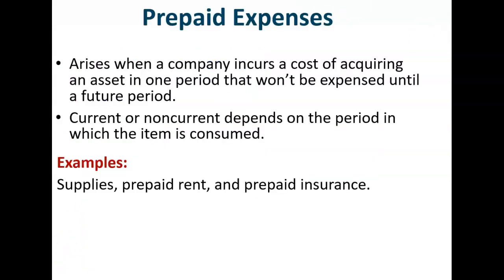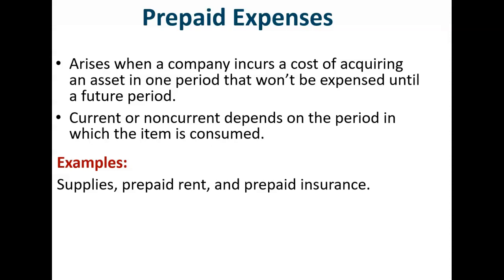A prepaid expense arises when a company incurs a cost of acquiring an asset in one period that will not be expensed until a future period. Examples are supplies, prepaid rent, and prepaid insurance. These assets are not converted to cash like receivables collected and inventory sold, but they instead are consumed in the future. Supplies are used, prepaid rent expires over the rental period, and prepaid insurance expires over the period of insurance coverage.